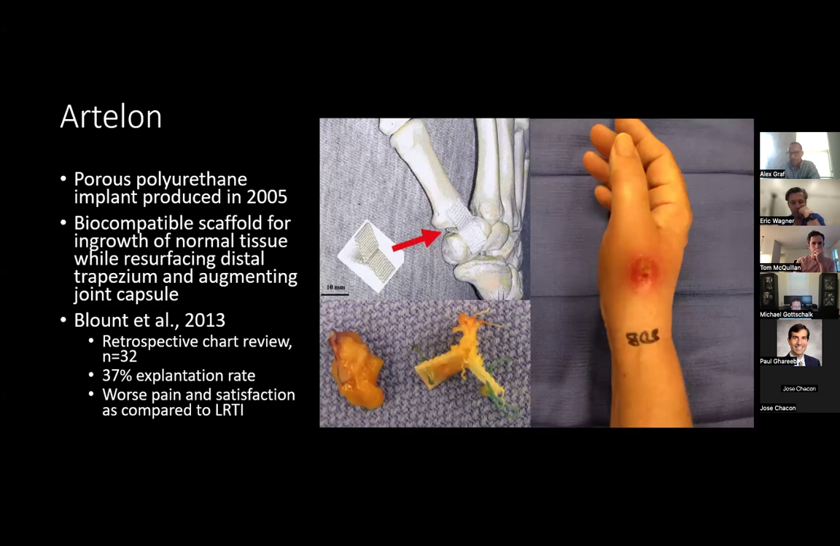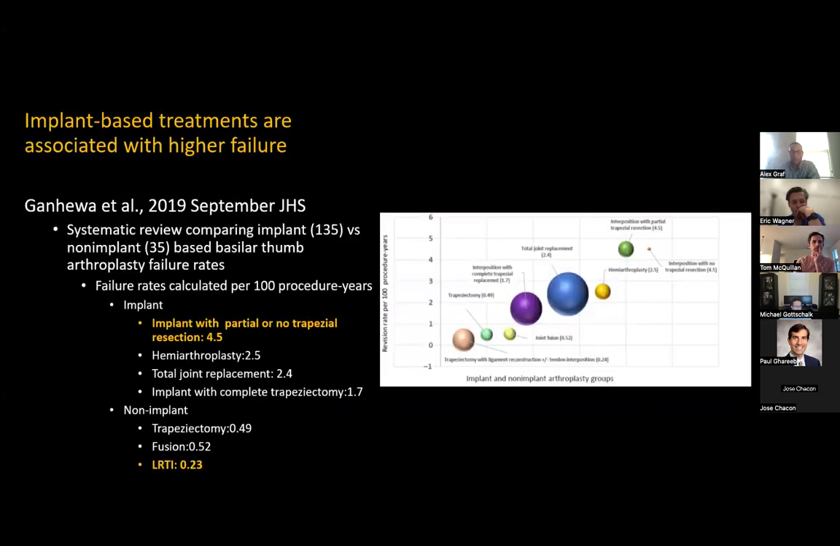It was a biomaterial that reacted with the body, had a 37% explantation rate. And so this is an example of a product that tried to replace technique with technology and ended up kind of backfiring. So when you look at all implant-based treatments, whether it's pyrocarbon spacer, some type of Artelon or polyurethane, they have a much higher failure rate, much higher revision rate. So I would use them with caution.